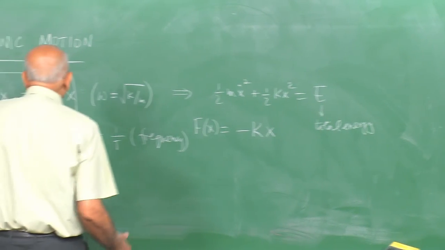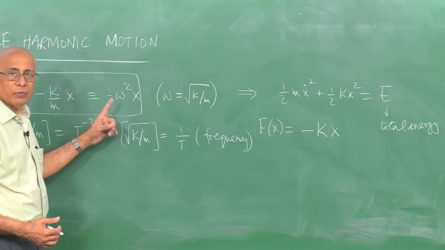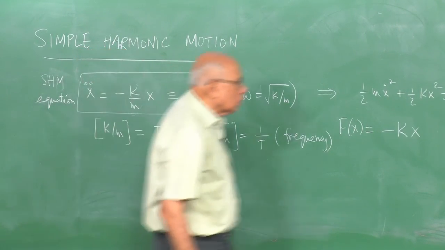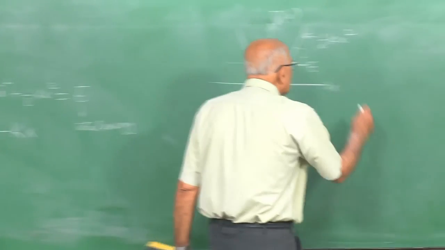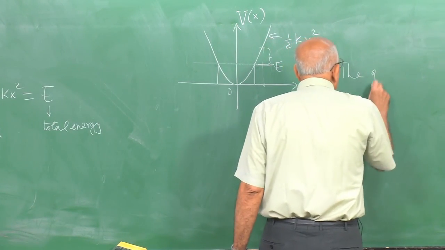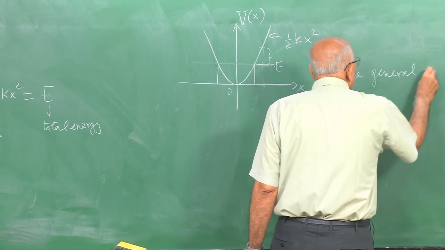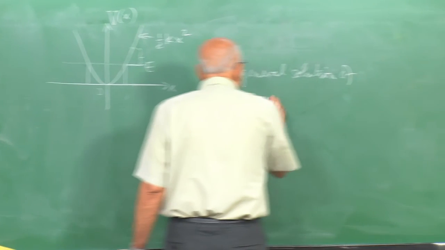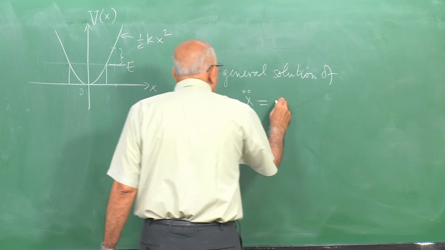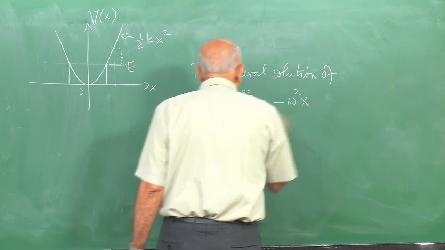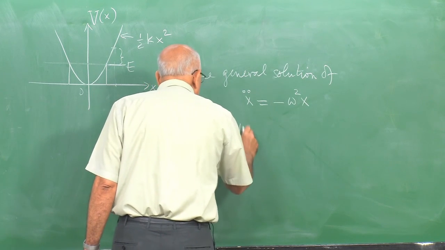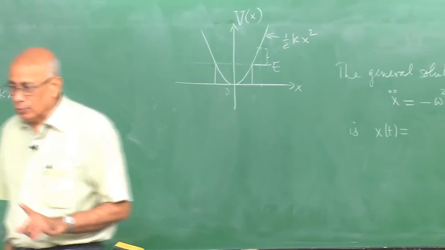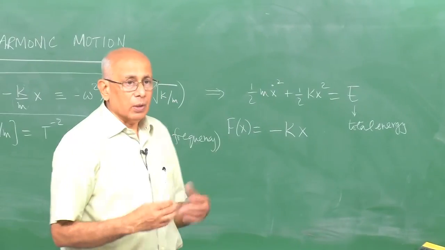And the frequency is obviously omega, or at least the angular frequency is omega, because it immediately follows from this equation. We can solve that equation and write the solution. The general solution of x double dot equals minus omega squared x is x of t equals, there must be two constants of integration in this problem, because you are integrating a second order differential equation.